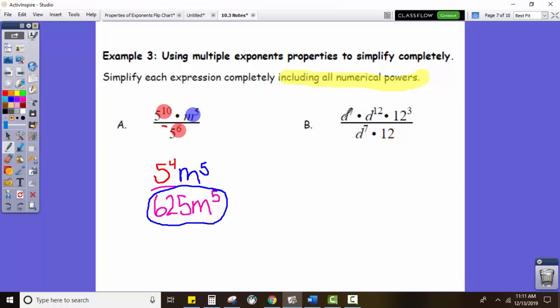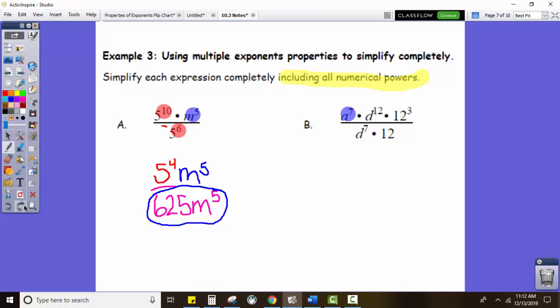For B, if we take a look in the numerator, we have a to the 7th times d to the 12th times 12 to the 3rd. None of these have the same base in the numerator, so I cannot simplify these and combine them on the top. In the denominator, I have d to the 7th divided by 12, so these don't have the same base either. So let's start to look and see if we can maybe divide out some powers.